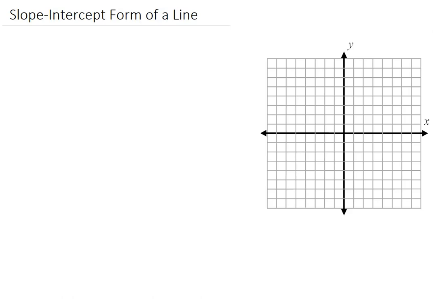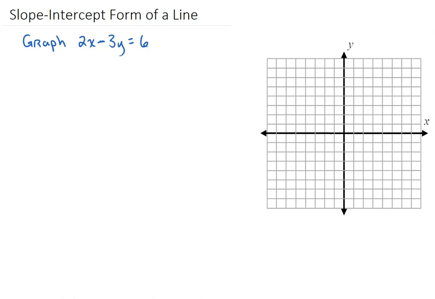In this video, we're going to talk about the slope-intercept form of a line. To get our minds back in gear though, let's review how we, in the past, have worked with graphing lines. Let's say we're going to graph the line 2x minus 3y equals 6.